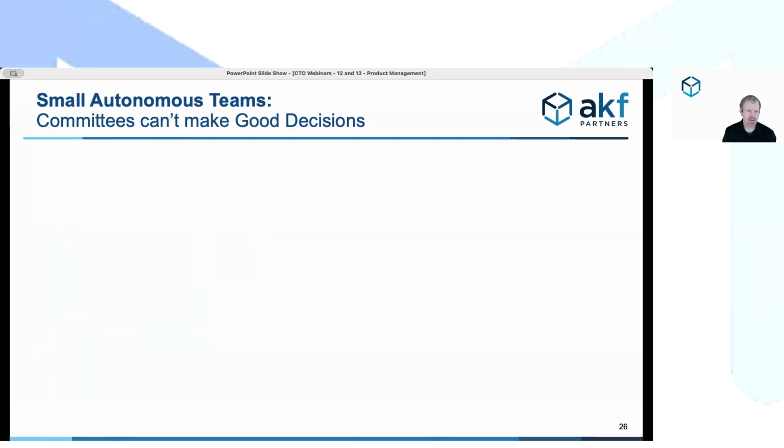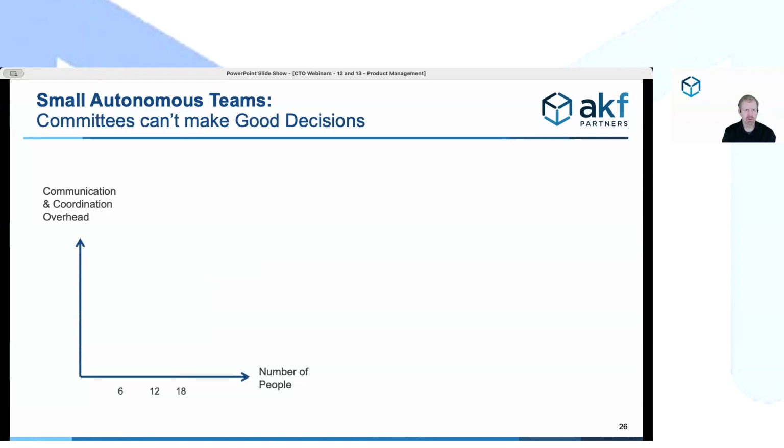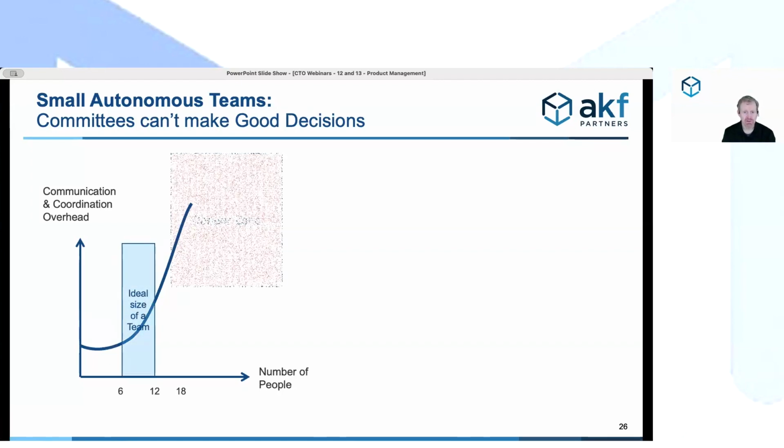All right, the other aspect we talked about is small autonomous teams. Committees really can't make good decisions. We talked about this early on in organization design, about increasing communication and overhead based on the size of your team. As you get over 6 to 12 people, the ideal size is no more than 12. Anything larger than that, we call the danger zone.